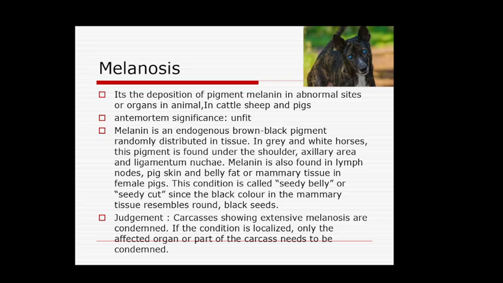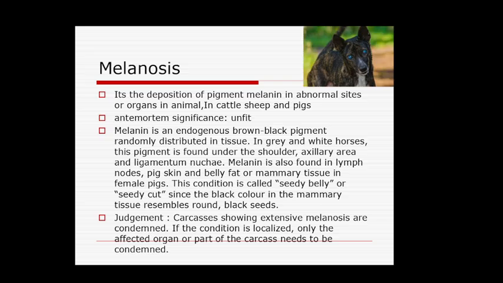Then we have melanosis. It is the deposition of pigment melanin in abnormal sites or organs in animals. In cattle, sheep, and pigs, the antemortem significance is unfit. So melanin is an endogenous brown-black pigment randomly distributed in tissue. In grey and white horses, this pigment is found under the shoulder. Melanin is also found in the lymph nodes.